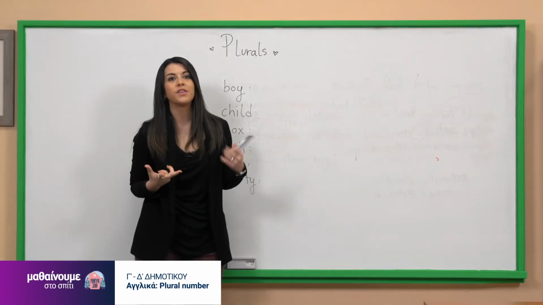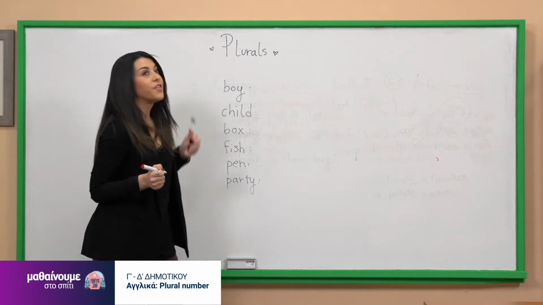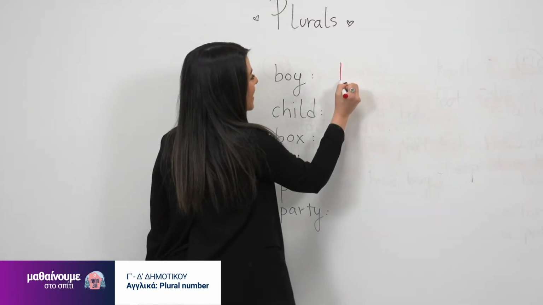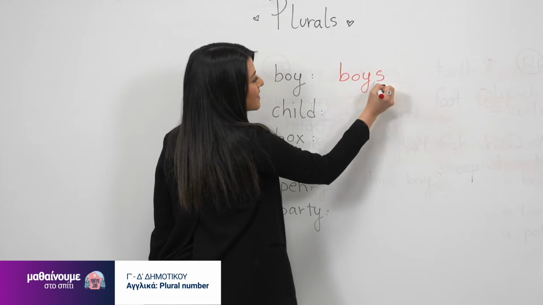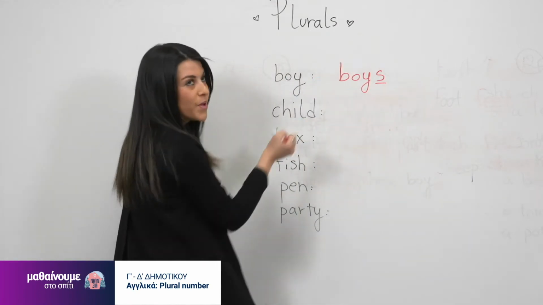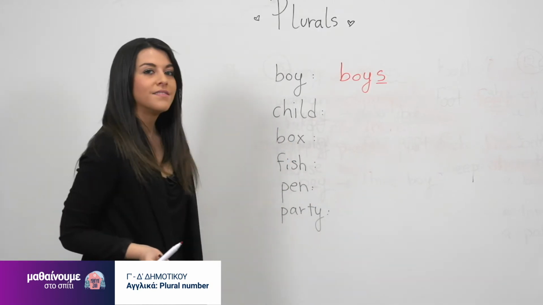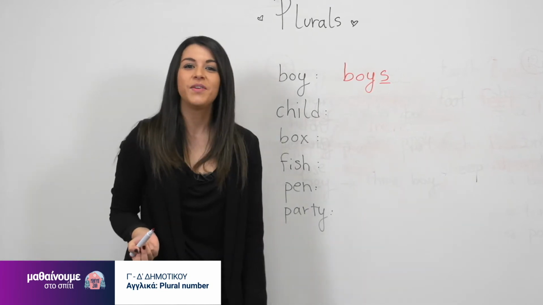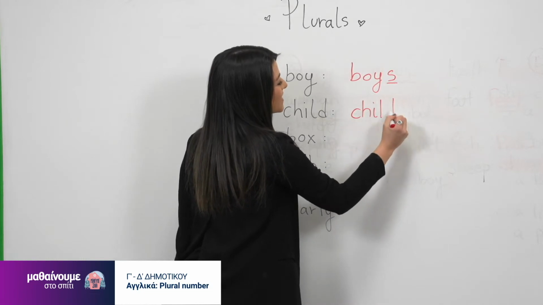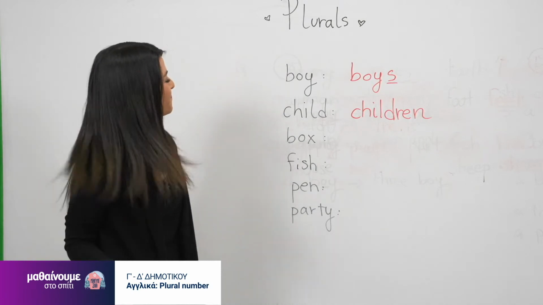Now, let me see how you think the plural is. Boy. What's the plural of boy? Now, there's an O before Y, so we don't change it. We just add an S. Boys. Okay? This is a vowel, careful. If there was a consonant, we would erase it and put IES. Number 2, child. Child is irregular, so we change it. Child becomes children. Okay? 1 child, 10 children.